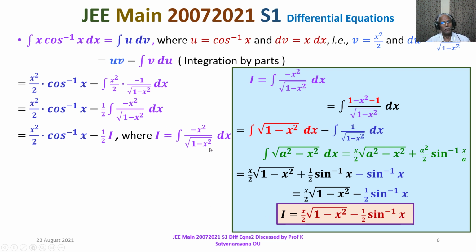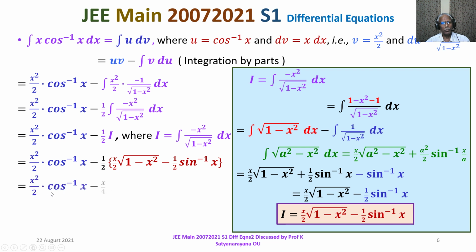We'll come back here and substitute. So that is equal to the first term 1 by 2 into I. The I is this. This we have written in red. And now simplify. x square by 2 cos inverse x, minus 1 by 2 into x by 2 minus x by 4 under the square root of 1 minus x square, minus 1 by 2 into minus 1 by 2 plus 1 by 4 sine inverse x.